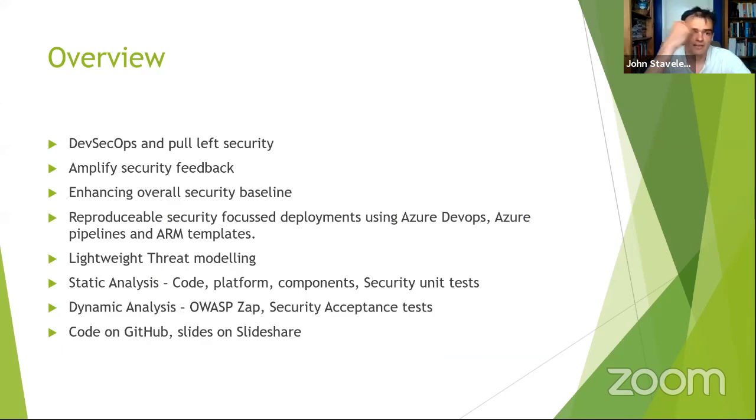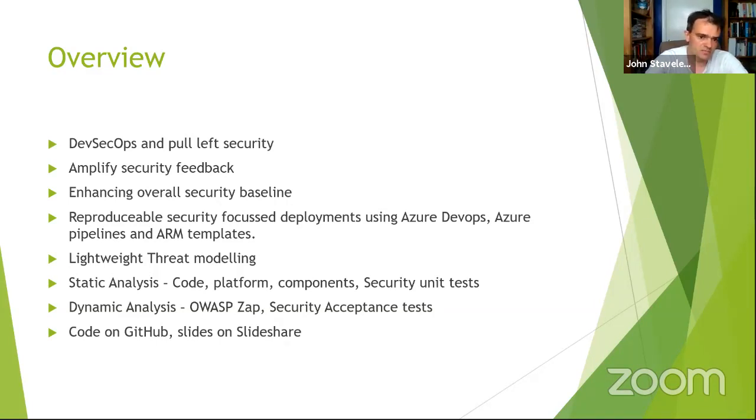We're going to talk about how to enhance the overall security baseline by using standard templates that have been pen tested and security tested. And how we're going to do this, we're going to automate the deployments in Azure DevOps using Azure Pipelines and ARM templates. So ARM templates are a method of setting up your infrastructure in Azure, just using a document.